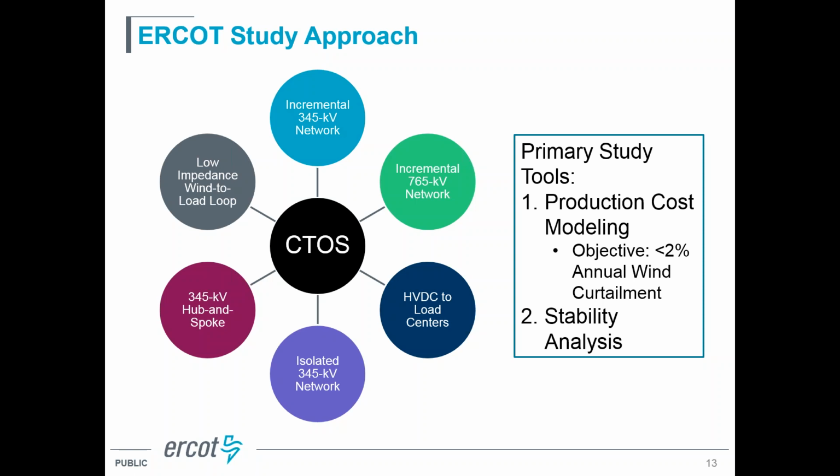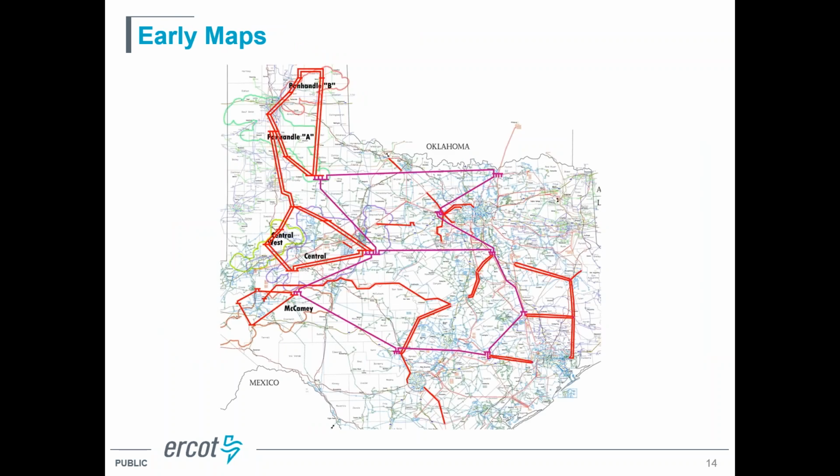And just for fun, I included some of the early maps that were kind of the conceptual ideas. In this particular map, the red is 345 kV lines, and the purplish lines are 765 kV lines. And the idea in this concept was that you would have sort of these 345 kV collector loops, and then you would transport the power across the state using 765 kV lines.